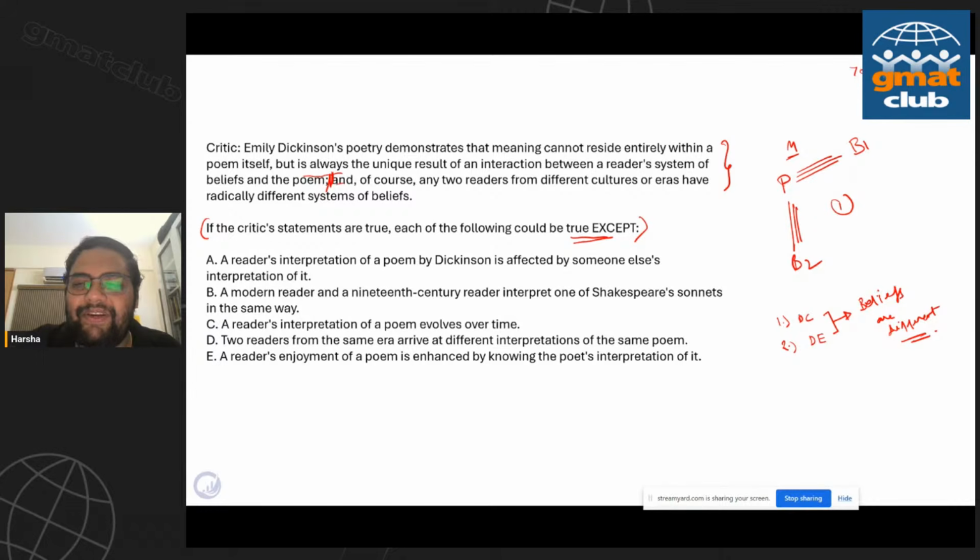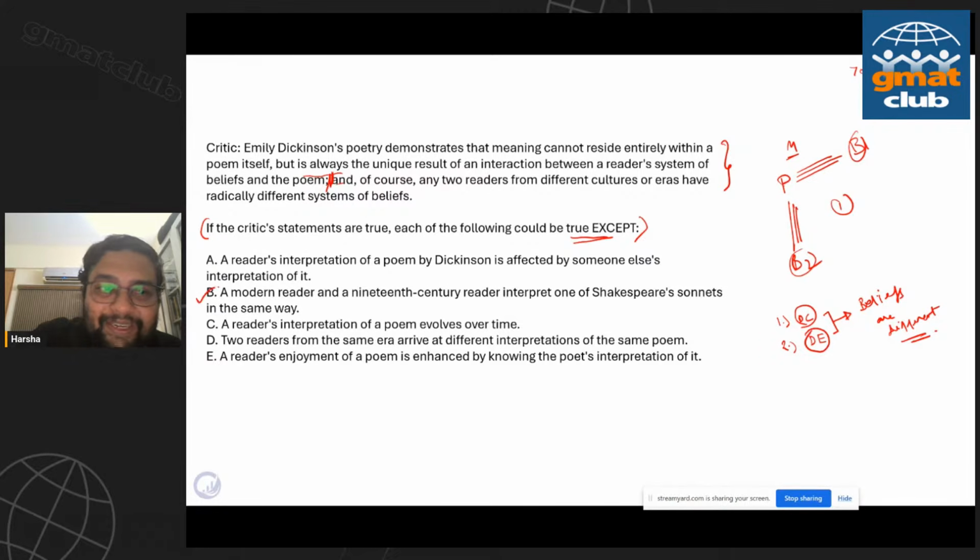That means that if I take two people from a different culture, by default, their interpretation will be different. Why? Because we are given as a fact that their beliefs are different. Similarly, if I give you two people from a different era, from a different time period, by default, their belief systems are different. That's given to us as a fact. And because their belief systems are different, the way they interpret the poem is completely different. I hope you guys see what the correct choice is based on everything we just discussed.